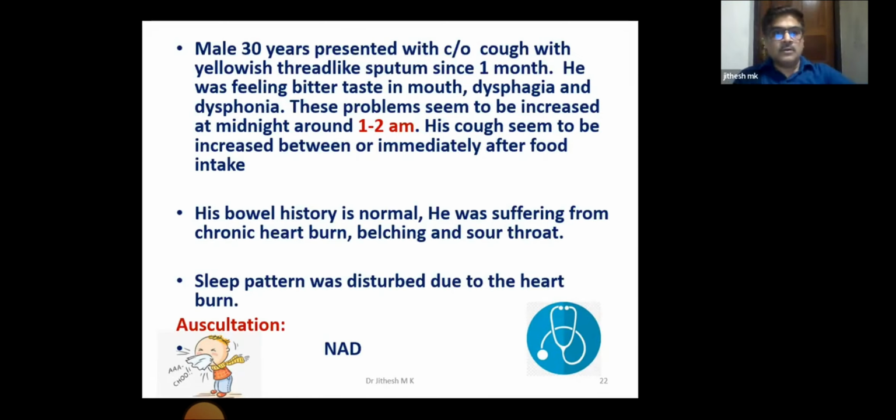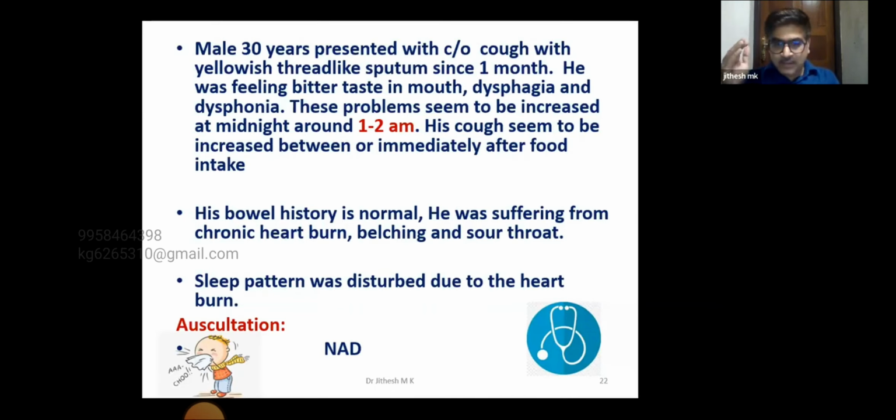So, yellowish thread-like sputum since 1 month. He was feeling bitter taste in mouth, dysphagia, and dysphonia. Previously, the problems increased at the time of 3 or 4, and now he explained this. He gets awakened mostly at midnight, probably 12 o'clock. In between 12 to 2, the problems increase and he used to get up. His cough seemed to increase between or immediately after food intake. What could be the diagnosis?